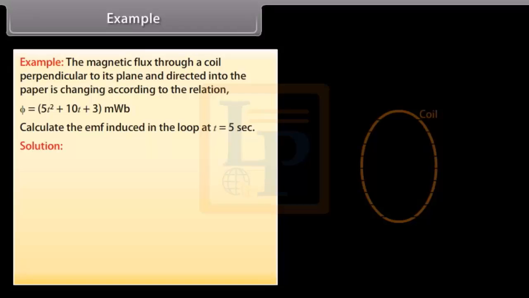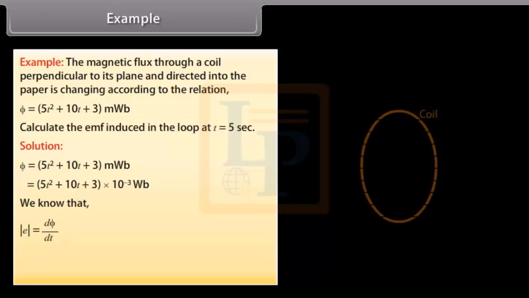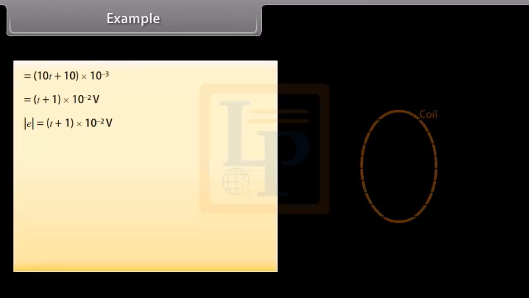Let's see the solution. Given phi is equal to 5t square plus 10t plus 3 milliweber, it can be written as phi is equal to 5t square plus 10t plus 3 multiplied by 10 raised to the power minus 3 weber. We know that E is equal to d phi by dt. By putting the values in this equation, we get E is equal to (t plus 1) multiplied by 10 raised to the power minus 2 volt.